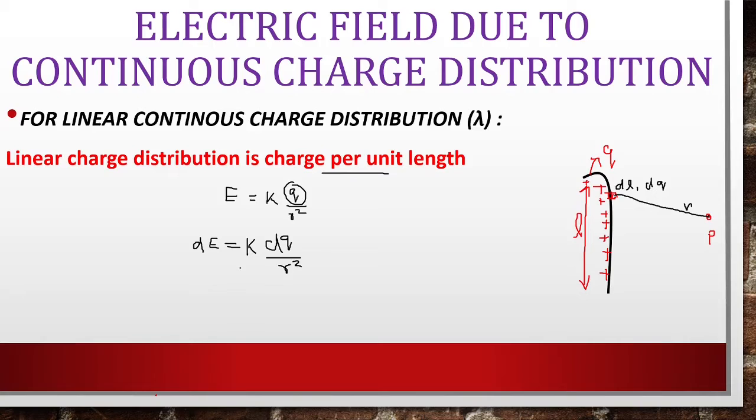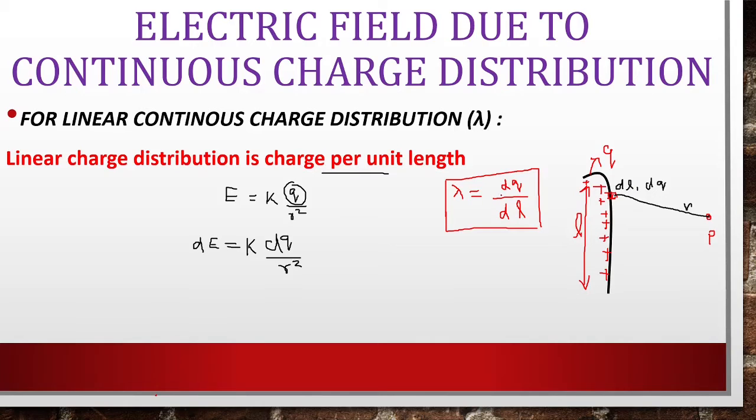Now, what is linear charge distribution? Linear charge distribution is charge per unit length. So linear charge distribution we are denoting as lambda. So we can write lambda is equal to, here, what is our total charge? dQ. Charge per unit length, it is dl. dQ by dl. So this is our equation for linear charge distribution, that is charge per unit length. Here our charge in this unit length is dQ per unit length, that is dl.